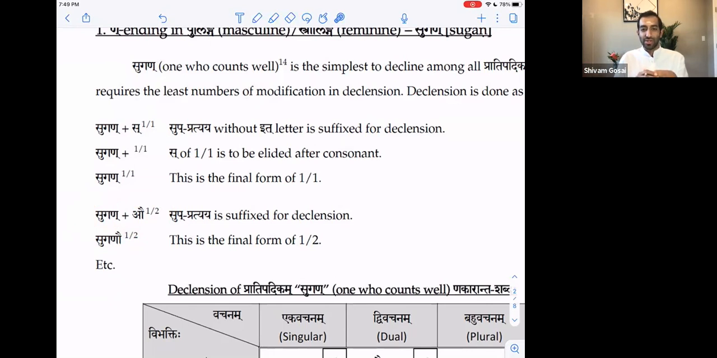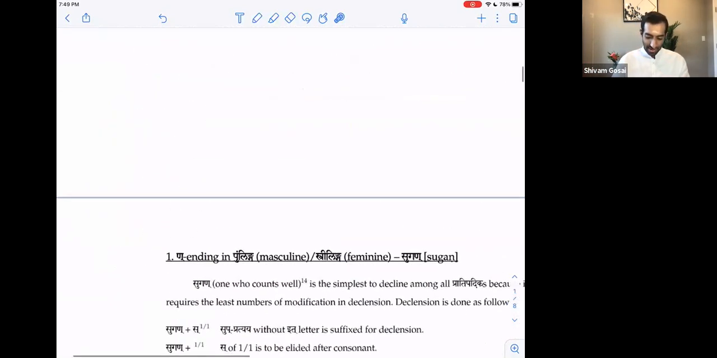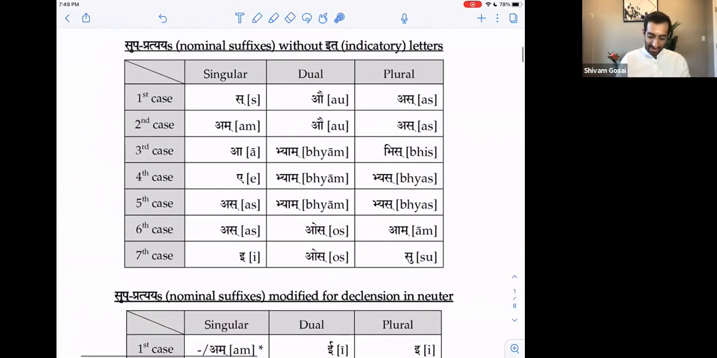Now we have Sugan plus us. Sugan plus us.